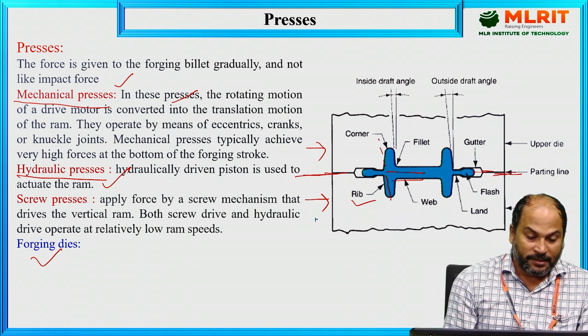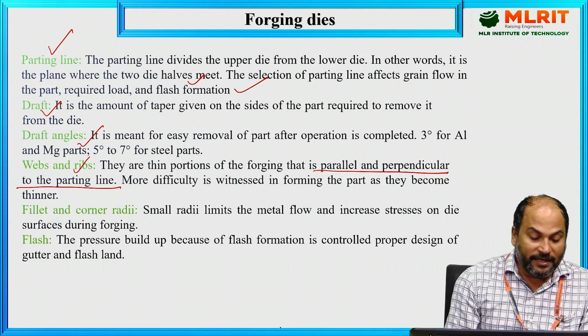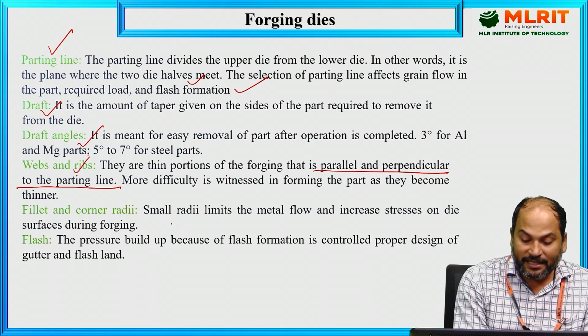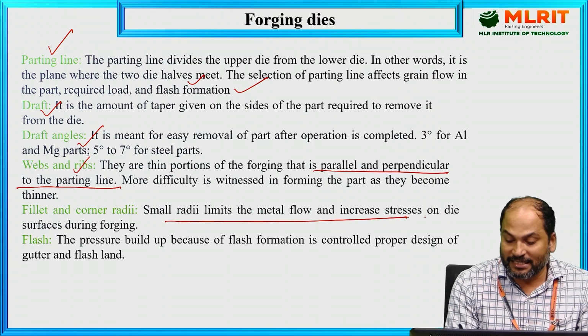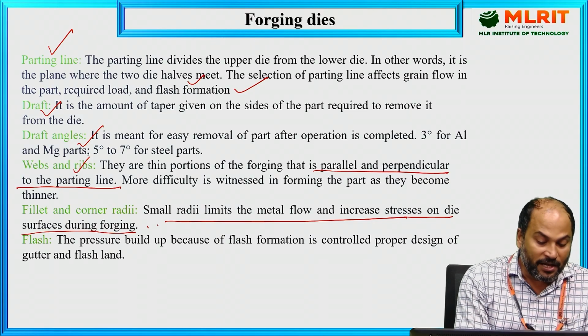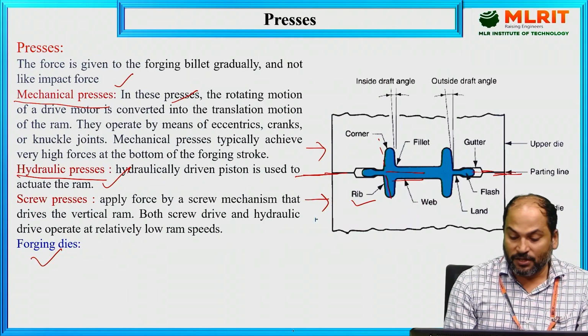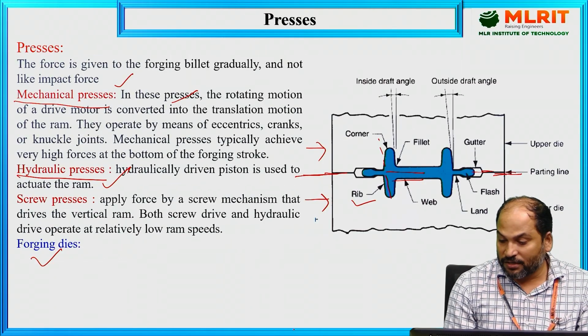What is the next one? The next one is fillet and corner radii. A small radius limits the metal flow and increases stresses on the die surfaces during forging. It's quite obvious. We can see here where the corner is. Here is the corner.